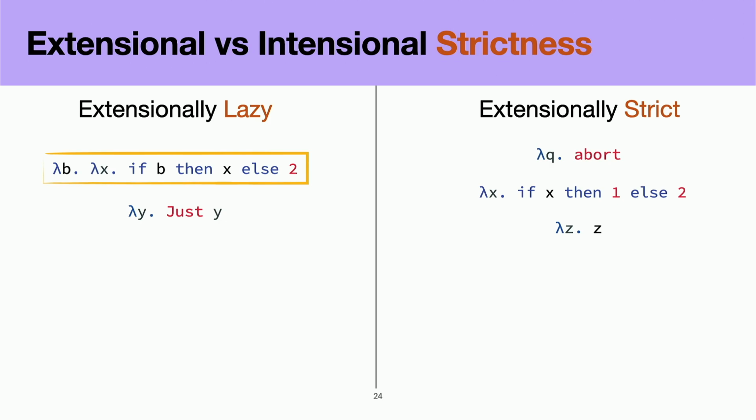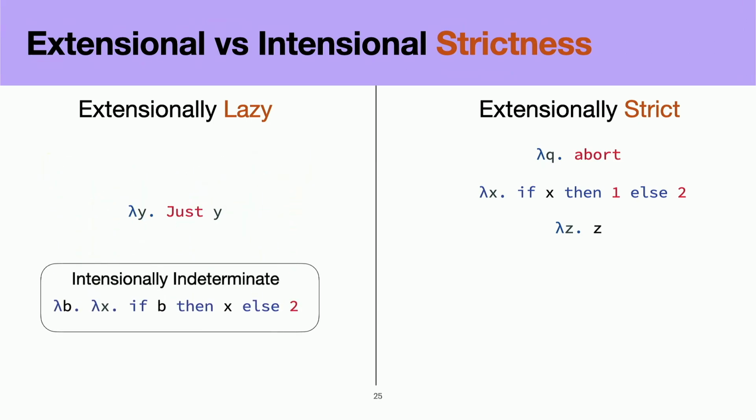Extensional laziness cannot, because this function here is extensionally lazy. Depending on the value of its first argument b, it will either return its second argument x or the number 2. So if we substitute in bottom for x here, we will either get back bottom or 2, depending on b. So given that f of bottom is not always bottom in this case, we must characterize this as extensionally lazy. In the intentional world, we prefer to think of this as intentionally indeterminate, better reflecting the fact that we don't actually know how x is going to be used at runtime.